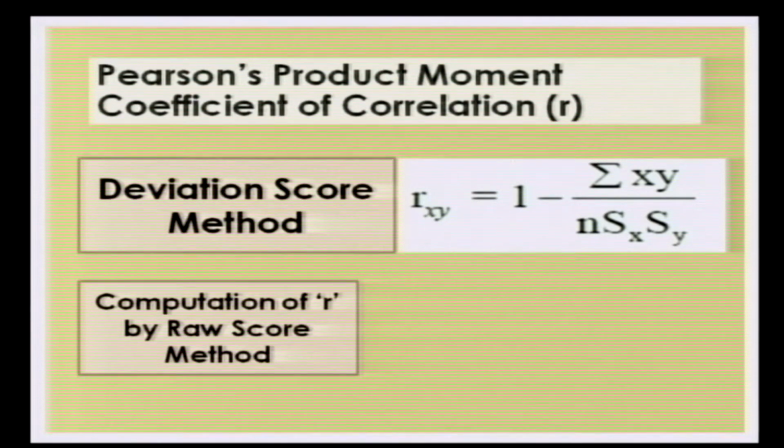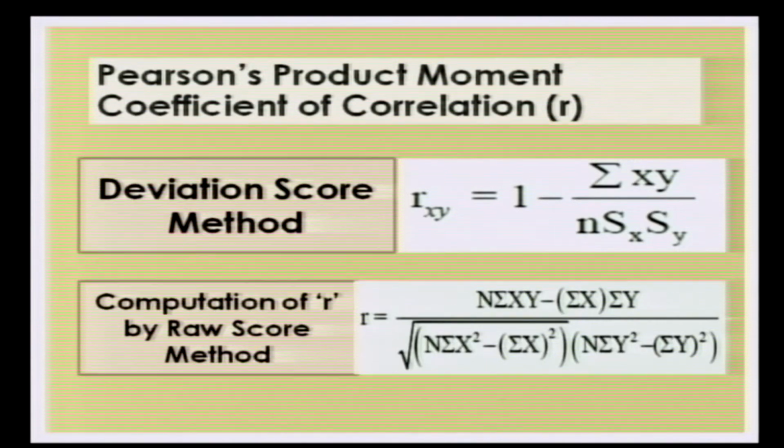But the popular method is the direct method, where you can calculate the Karl Pearson correlation directly from the raw scores of the individuals. So the formula is r equal to n sigma xy minus sigma x into sigma y, under root of n sigma x square minus sigma x whole square, into n sigma y square minus sigma y whole square. Here what are x and y? X and y are scores of the individuals, and n is the total number of individuals. So here you require only the raw scores, and with the raw scores you apply certain calculations.